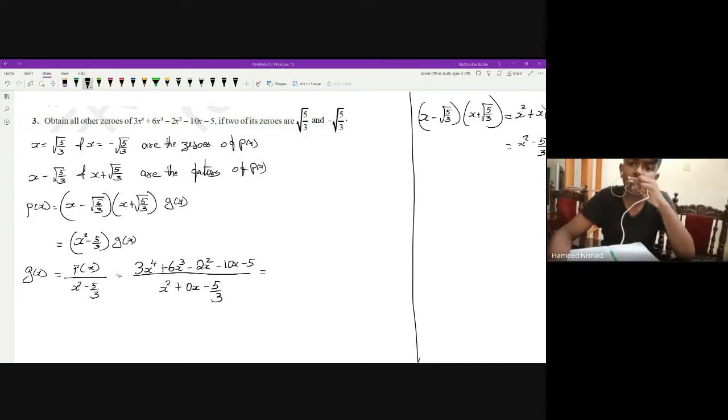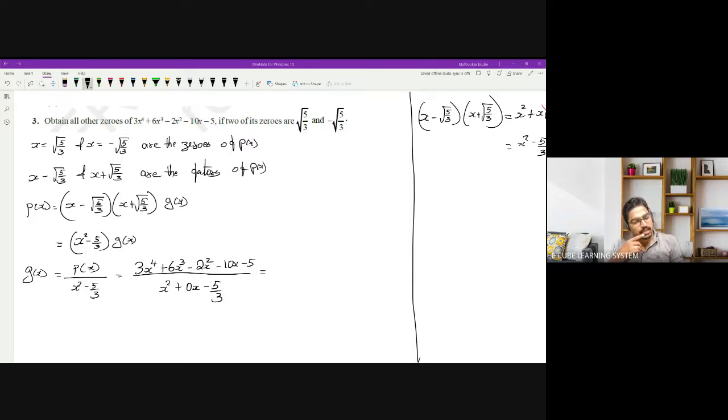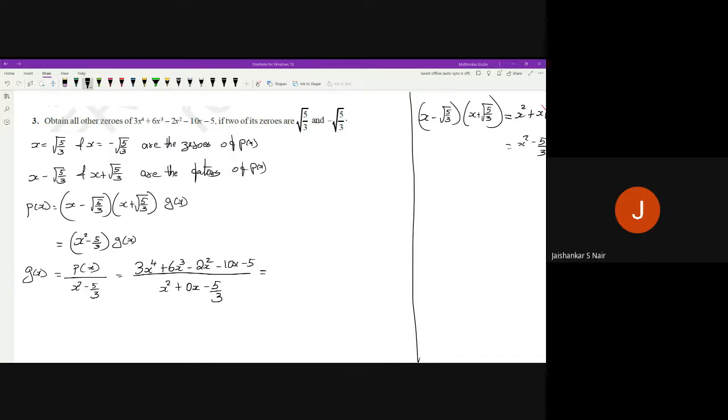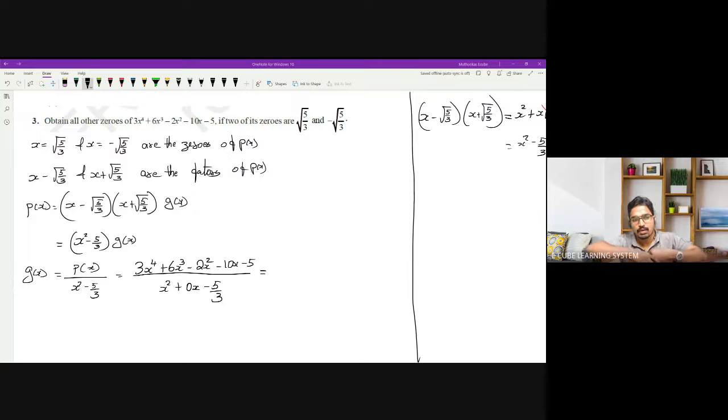Sir, instead of 5 by 3, we can use 3x square plus 0x minus 5. Even if you use 5 by 3, you will get the same answer, but the final answer we should once again divide by 3. Apply the long division method and find the answer. Two minutes for the division, fast.